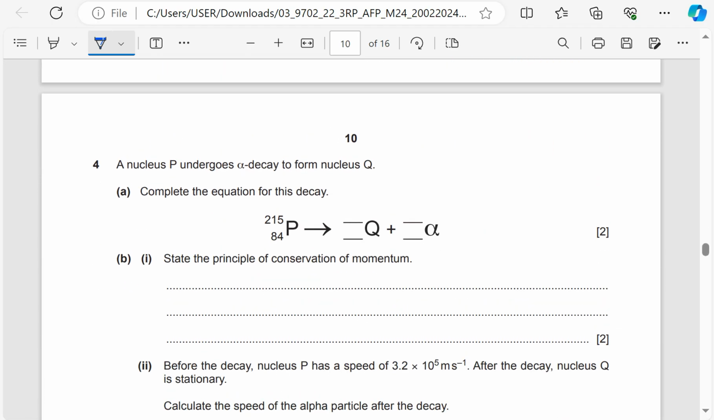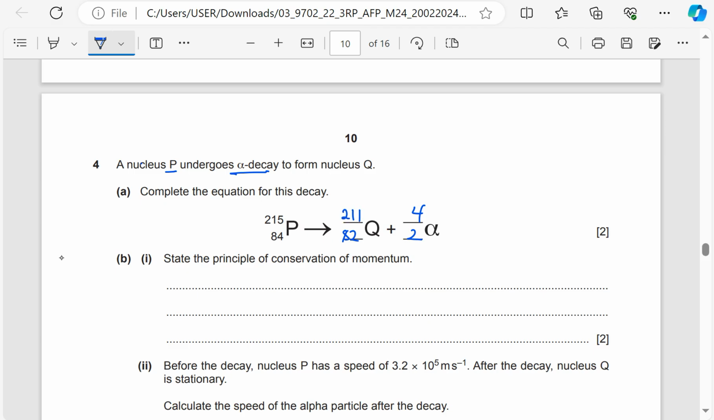Then question number 4. Of course, question number 4 is very easy. Nucleus P undergoes alpha decay. We know that alpha is 4,2. So if we try to balance the proton number, this is 84 minus 2, which makes this to be 82. 215 minus 4, which makes this one to be 211.